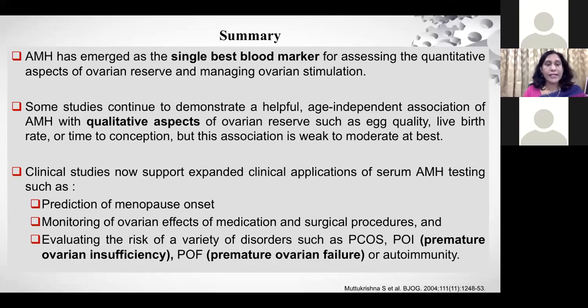Now, clinical studies now support expanded clinical application of serum AMH testing, such as for the prediction of menopause onset, for monitoring of ovarian effects of medication and surgical procedures, and evaluating the risk of a variety of disorders such as PCOS, POI, or POF.